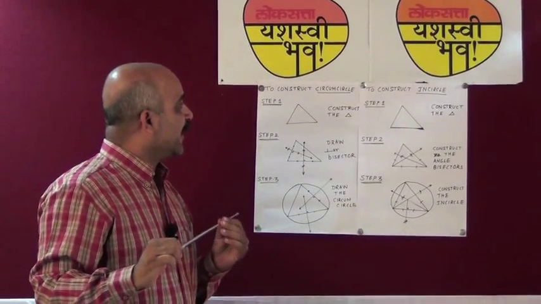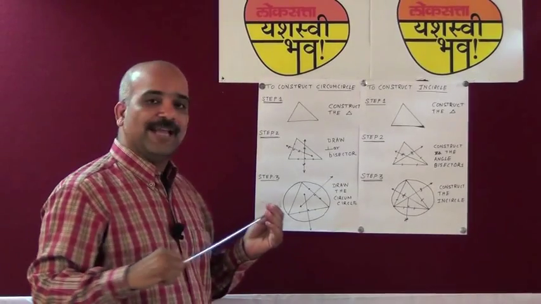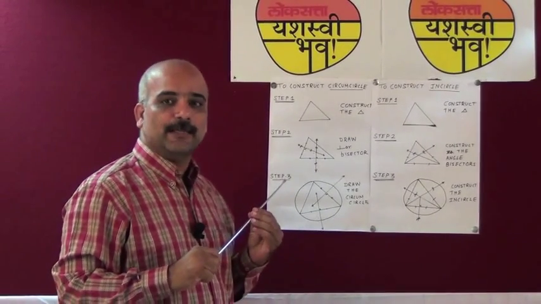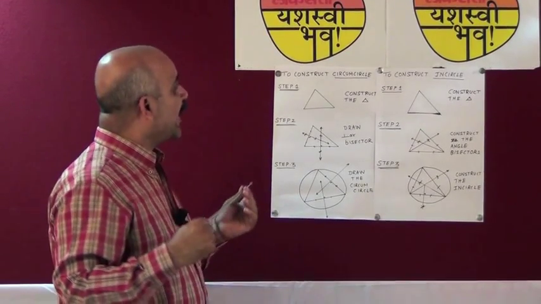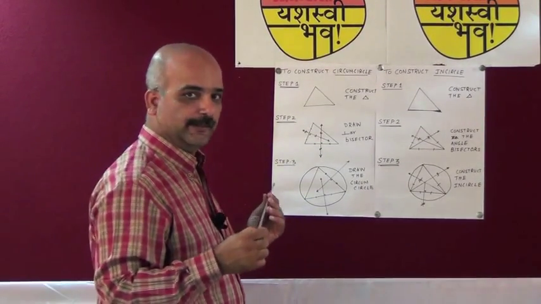Now, in 10th standard, the first construction that we have, and the type of sums which normally comes for 3 marks, is to construct a circumcircle. Now let us see how to construct a circumcircle here.